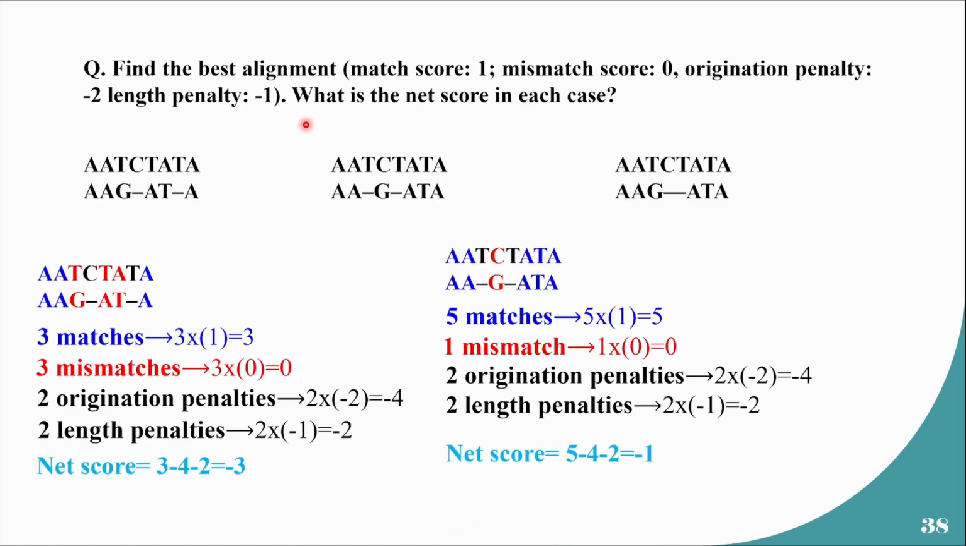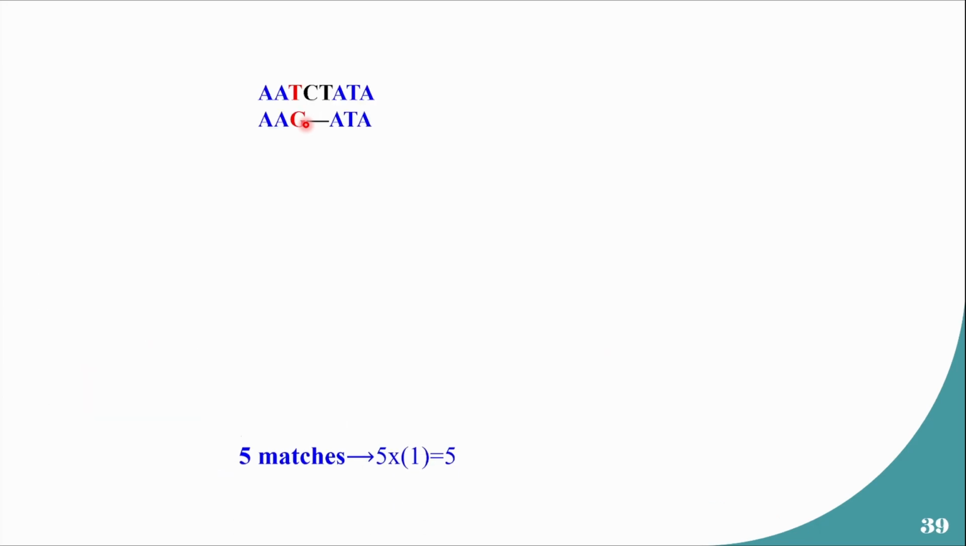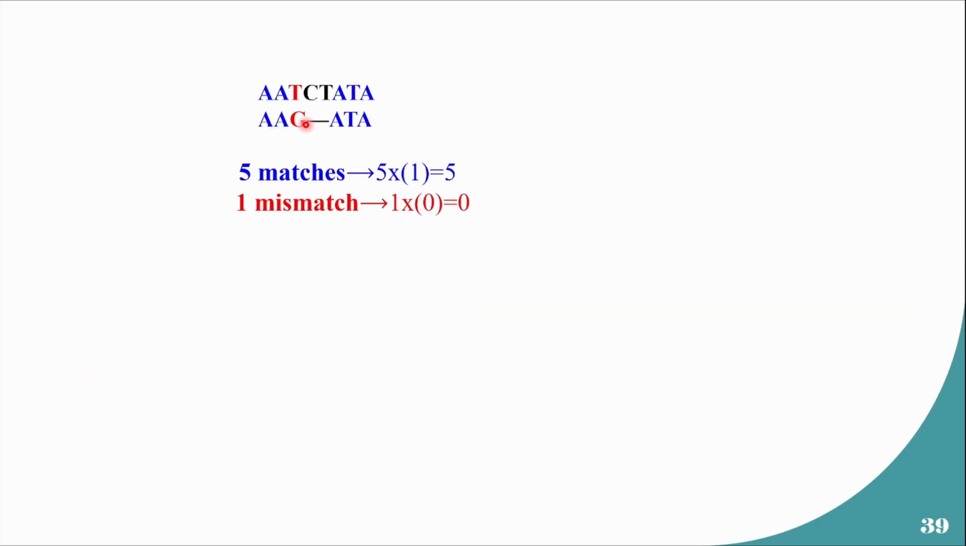So from this example, you can see that there are different ways that you can align. It is very important to quantify which would be the best, right? So that's why you have to work it out via the introduction of different scores.